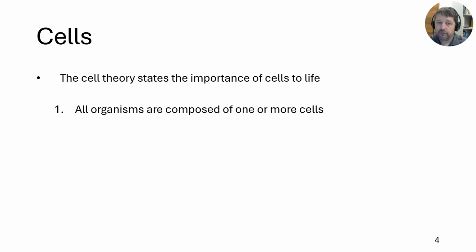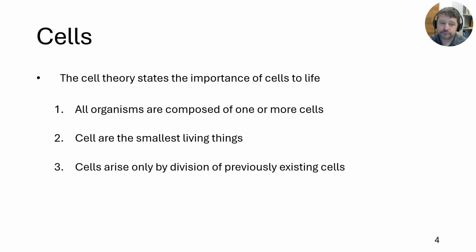The first one: all organisms are composed of one or more cells. This was Schleiden and Schwann's work. Cells are the smallest living things. This is a combination of Hooke's work, von Leeuwenhoek's work, and Schleiden and Schwann's work, discovering microscopic cells that can live on their own, single cells. So the cell is the smallest living thing. And cells arise only by division of previously existing cells.